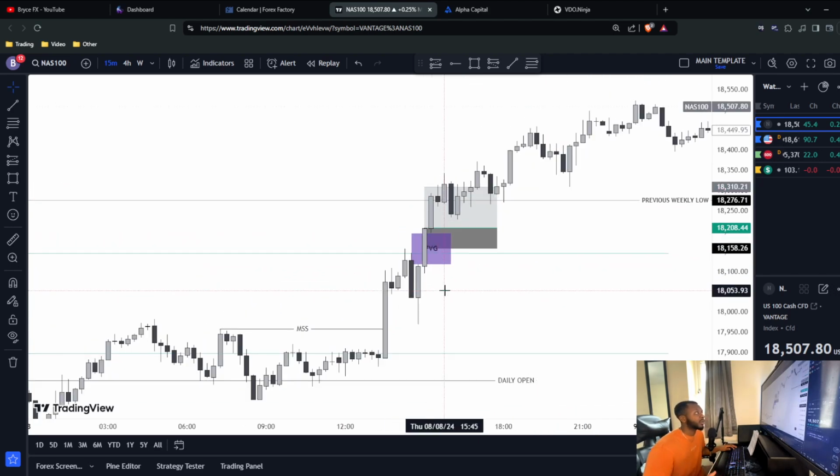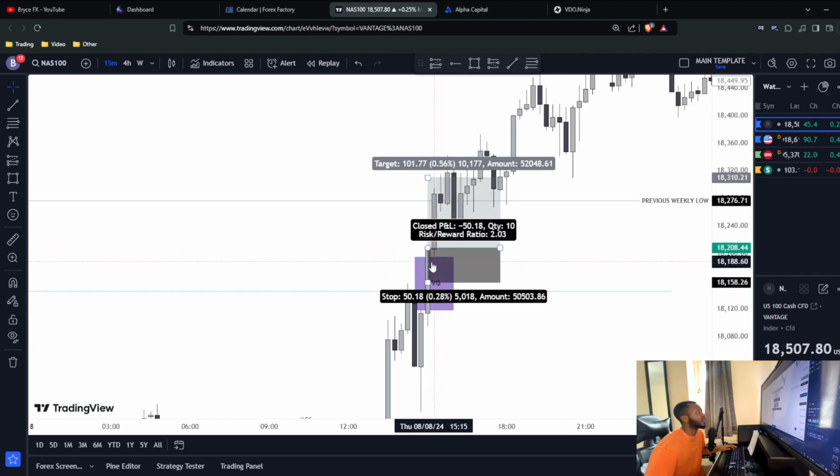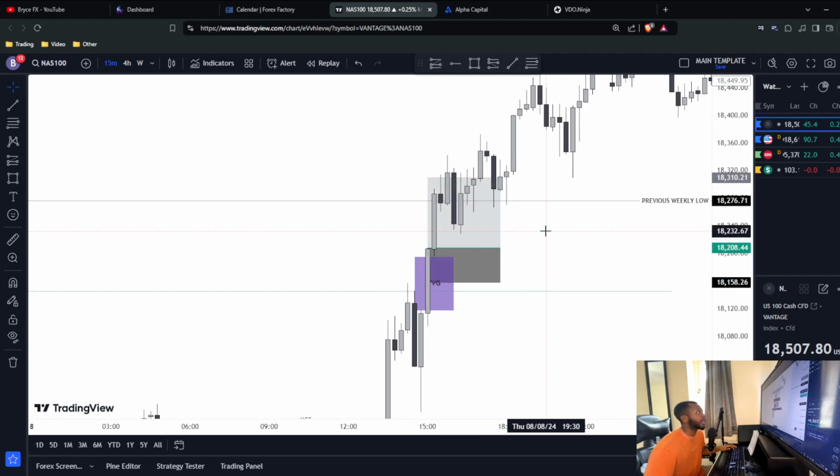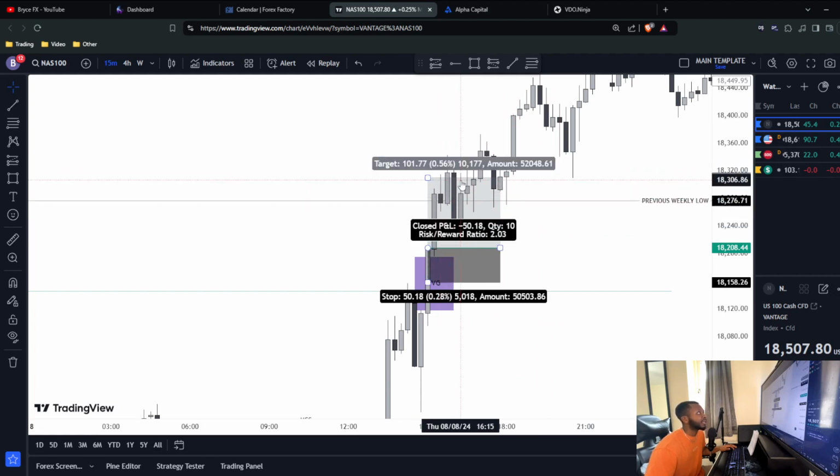So I also like to wait for fair value gaps on the 15-minute. So once the second candle forms, I enter. And I like to use the 15-minute only because it has a high win rate for me personally. So I just go for a 2-to-1, and yeah, it hits quite quickly.